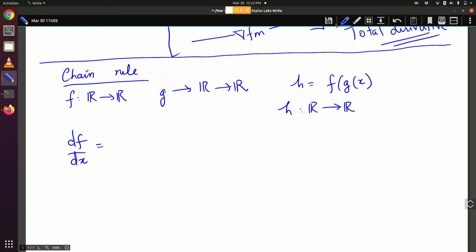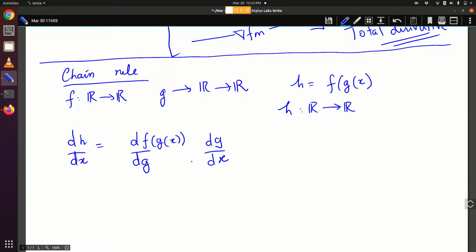Sorry, not df by dx, dh by dx. What is dh by dx? In terms of df, df by dg of x into dg of x by dx. That is not exactly correct, but you have to say df by dg, where f is evaluated at g of x, and then dg by dx. This is the more correct way of saying it.